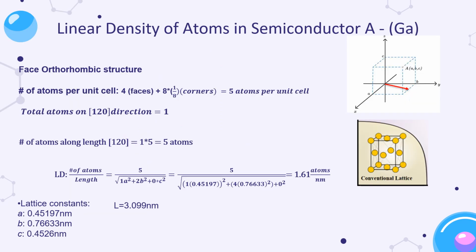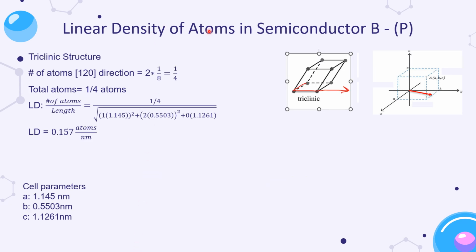Now let's analyze the linear density of atoms for our semiconductor A, gallium. We would divide the number of atoms by length, as Gray said, which we have calculated to be 5 atoms on the 120 direction, by the length using Pythagorean's theorem and lattice constants of the orthorhombic structure. We will get about 1.61 atoms to the nanometer when calculated.